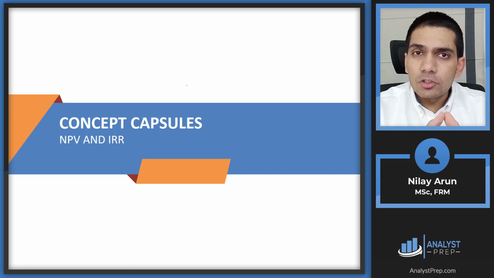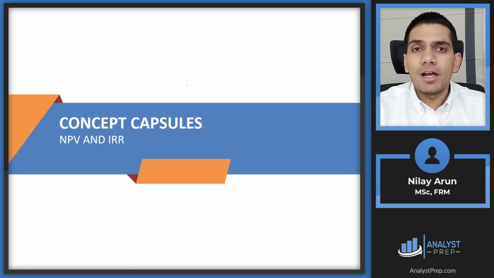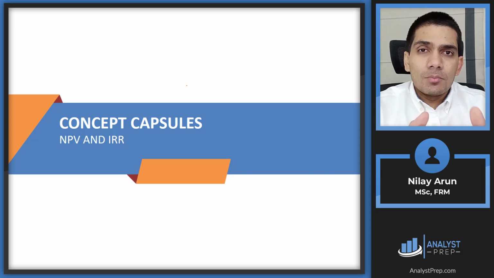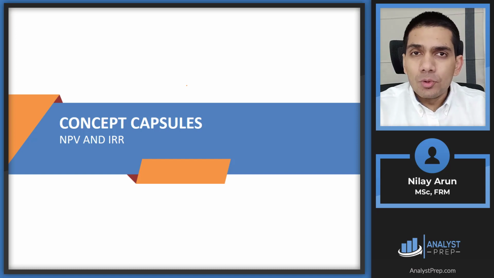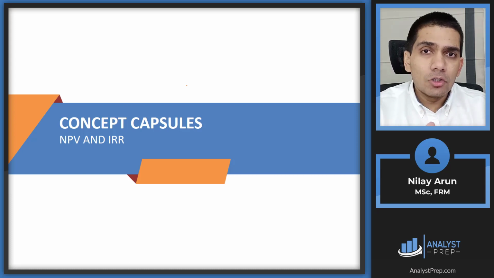The topic that we're going to look at today is NPV and IRR. Both of these techniques are the most important capital budgeting techniques that we're going to look at in the CFA as well as the FRM curriculum. Of course, both of these techniques would be much more used in CFA because you will come across these in your level 1, level 2, as well as your level 3 examinations. So let's understand how to use these techniques and what are the differences between the two.